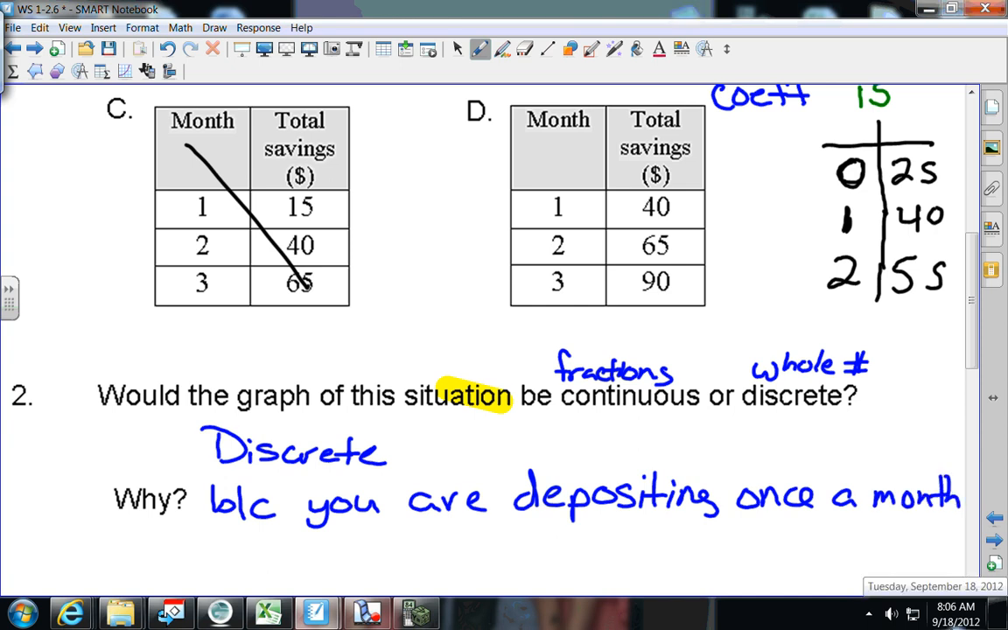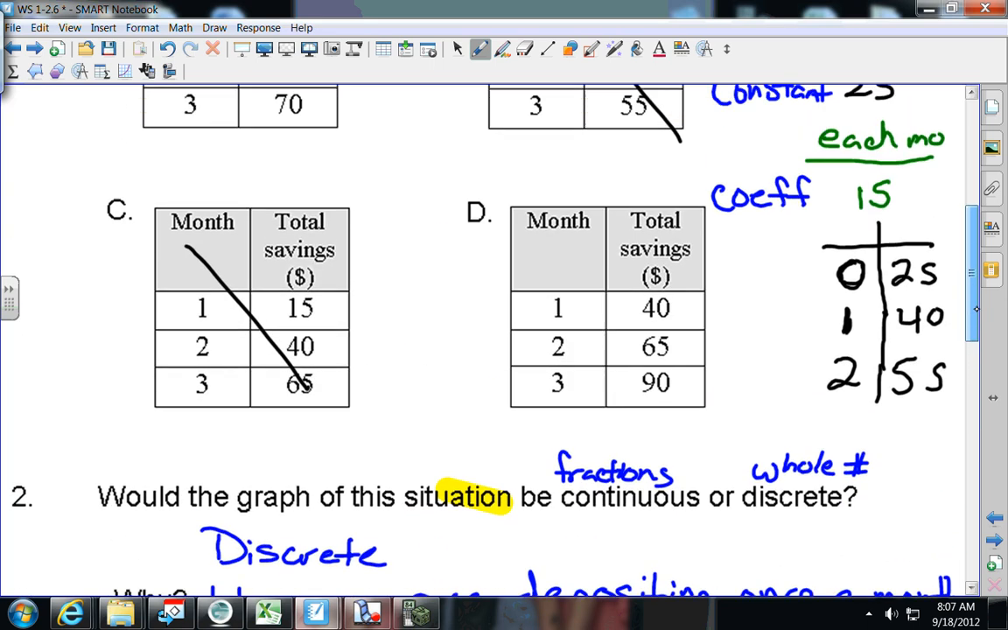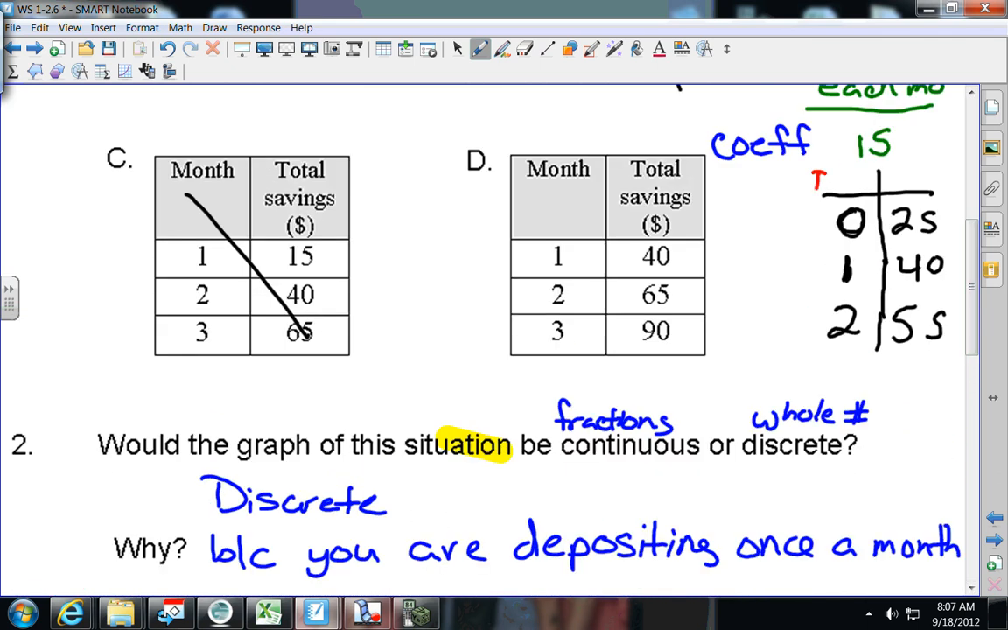Once a month. In words, describe the domain and range of the situation. Domain, put X above it. Range, put Y above it. Domain equals, what is the smallest number I start with? 0. Domain and range, X and Y.